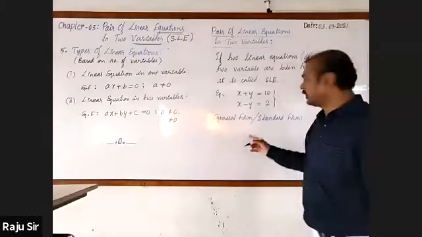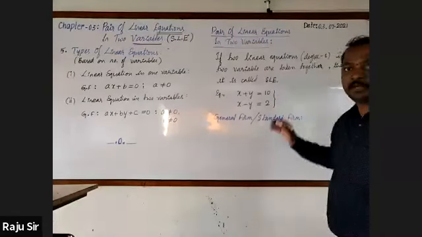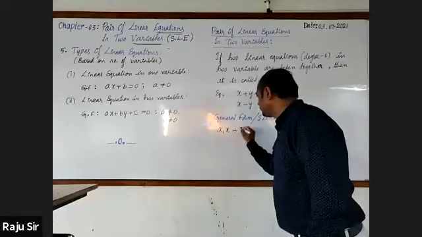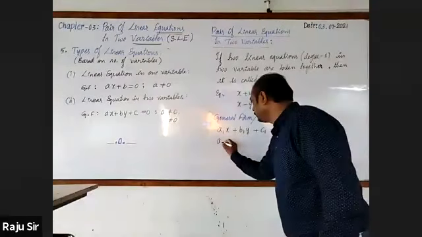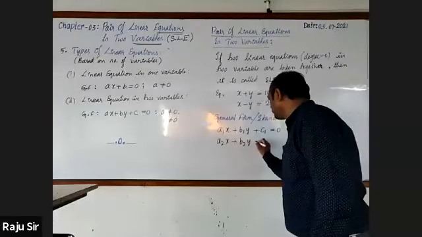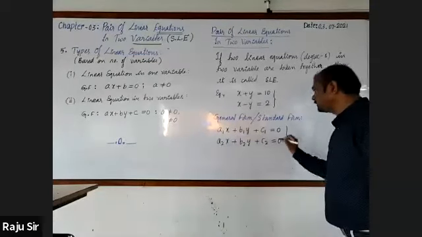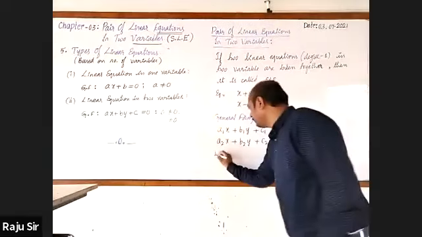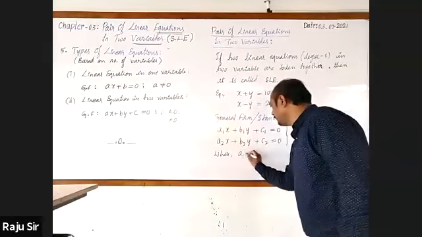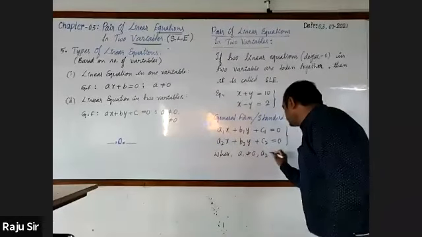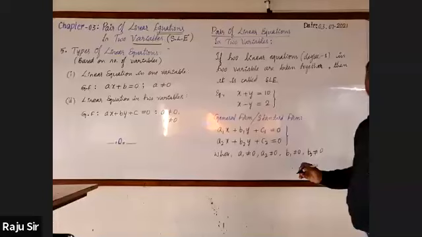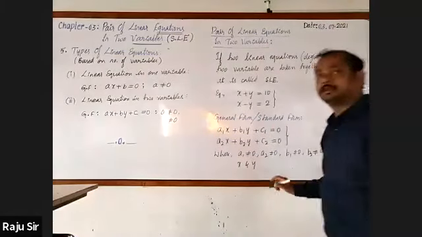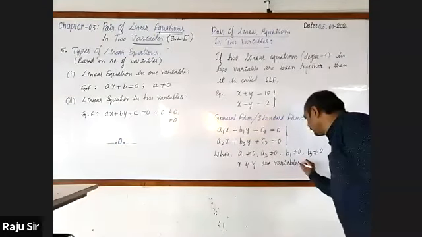So let's write the general form of a pair of linear equations in two variables. It is a1 x plus b1 y plus c1 is equal to 0, then a2 x plus b2 y plus c2 is equal to 0, and these two equations are to be taken together. We all know that a1 is not equal to 0, a2 is not equal to 0, b1 is not equal to 0 and b2 is not equal to 0. Here x and y are variables.